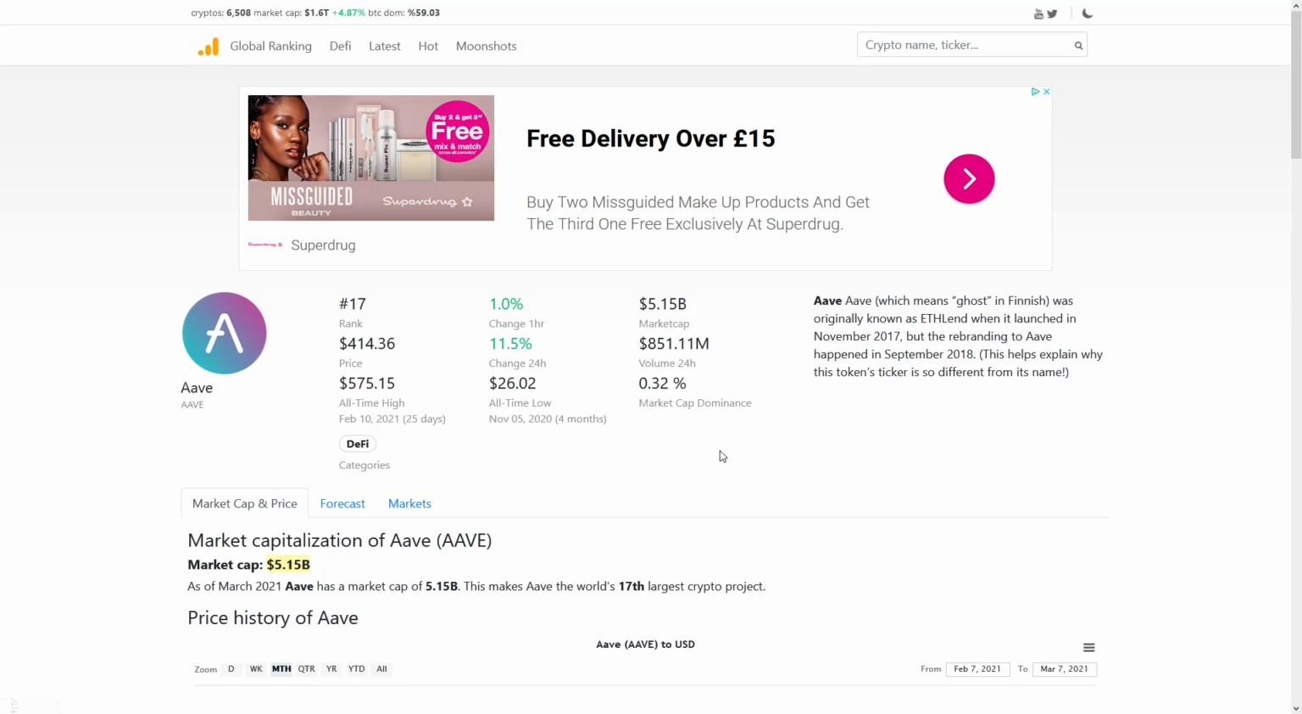But one of the members there requested that we look at Aave. So without looking at the fundamentals, because obviously you come to the video because you already know the fundamentals, we'll just look at the price action, guys.